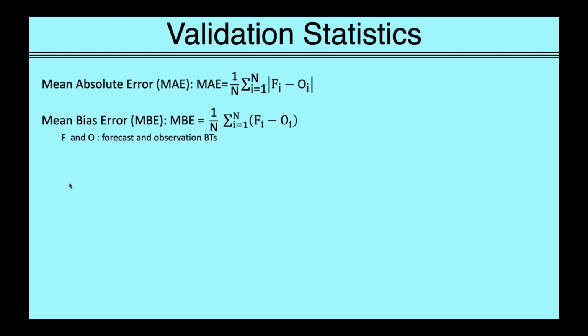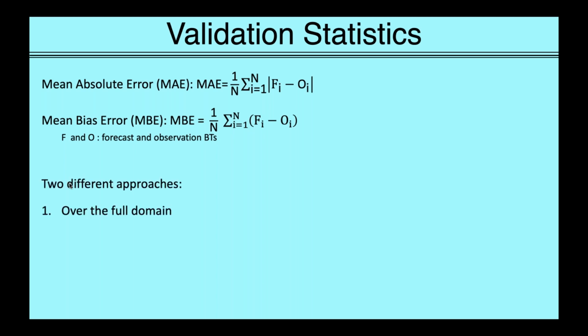Looking at some validation statistics, in both parts of our projects, we have used the mean absolute error and the mean bias error, where F and O are the forecast and observed brightness temperature. This is a pixel-based or grid-based metric. It's pretty much just looping over all the grid points, taking the absolute value of the difference, or just the difference, and then averaging.